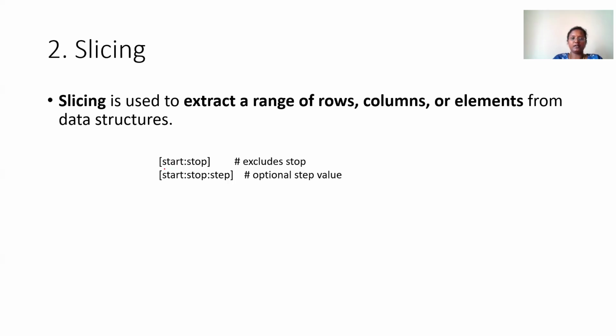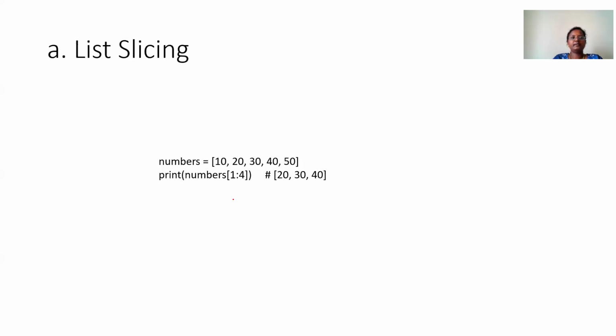Here we can exclude the start and stop. First thing is list slicing. Here you have the numbers 10, 20, 30, 40, 50. If you want to print index 1 to 4, again, I'm telling you that it will start from 0. So you want to print the numbers from 20 to 40, only these three numbers. At that time, you can use this slicing operation.